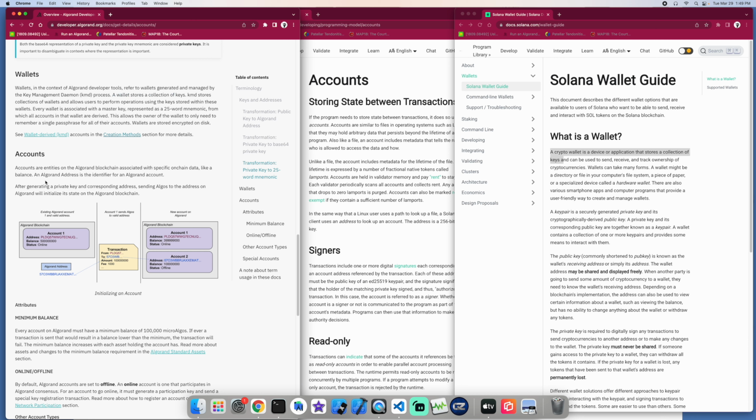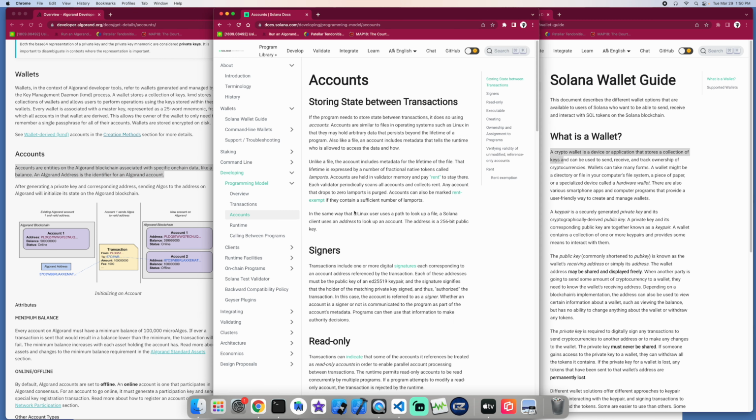So if we come over here to the definition for accounts, we see that accounts are entities on the Algorand blockchain associated with specific on-chain data like a balance. An Algorand address is the identifier for an Algorand account. What is this address? Well, it's a public key. It's the public key portion of a public-private key pair.